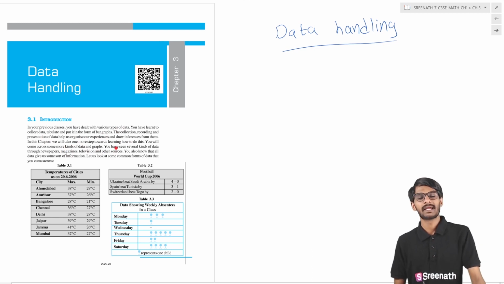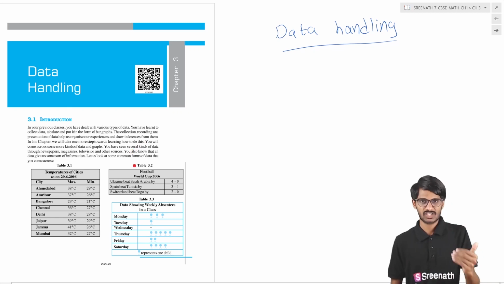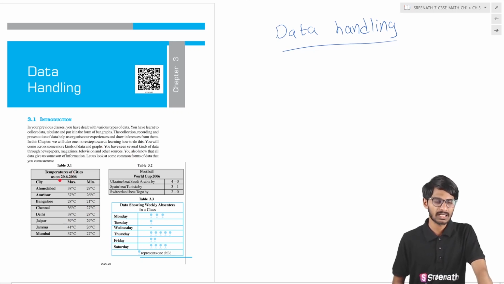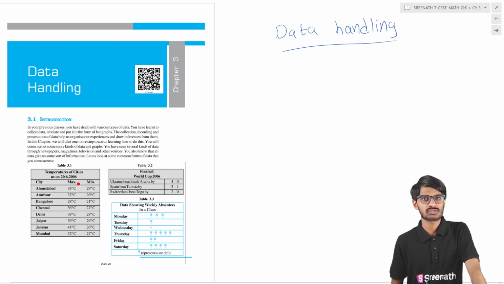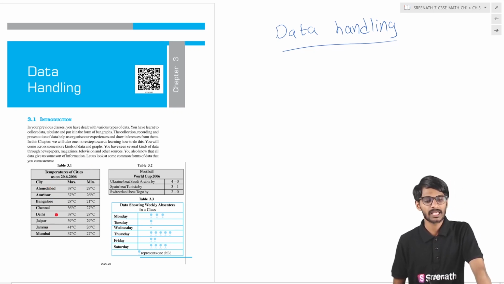Recording, presentation and organization of data, doing all these things will give some information about prediction, students. So in this present chapter, in this table 3.1, there are temperatures of cities on a particular date, that is 26/2006. On this particular date, what are the maximum and minimum temperatures in particular cities like Ahmedabad, Amritsar, and this is the table about it.